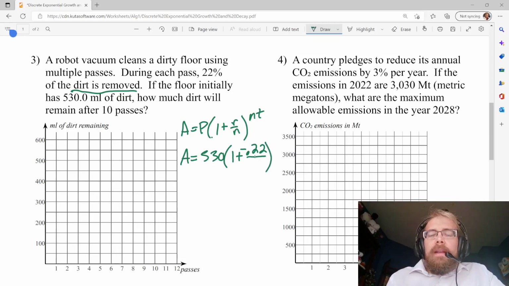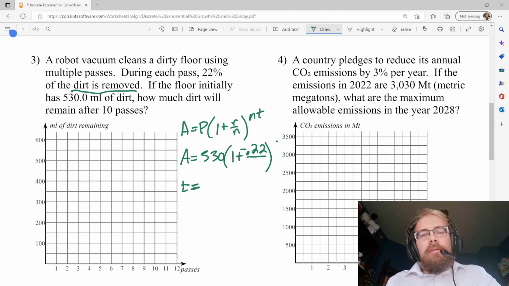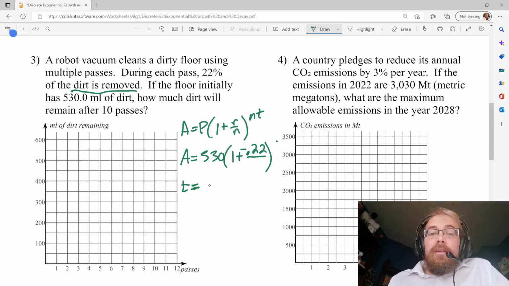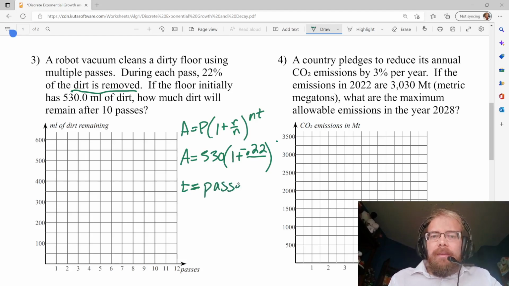Over n, which I'm going to leave blank for right now, to the n times t power. So t is normally time, right? T for time. They start with the same letter, but t is not time, not on this particular problem. I mean, it's basically still related to time, kind of, but we don't know how much time it takes to do a pass. And I don't think they do either, because this person who made this problem has never had a Roomba. Anyways, 10 passes. So t is not time. It's the amount of passes that we do.